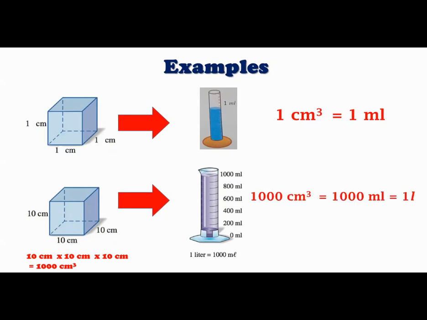Therefore, we can say that 1000 cubic centimeters is equals to 1000 milliliters and 1000 milliliters is equals to 1 liter. Students, you must remember this conversion chart as it is going to help you whenever you want to find out the volume of a liquid.